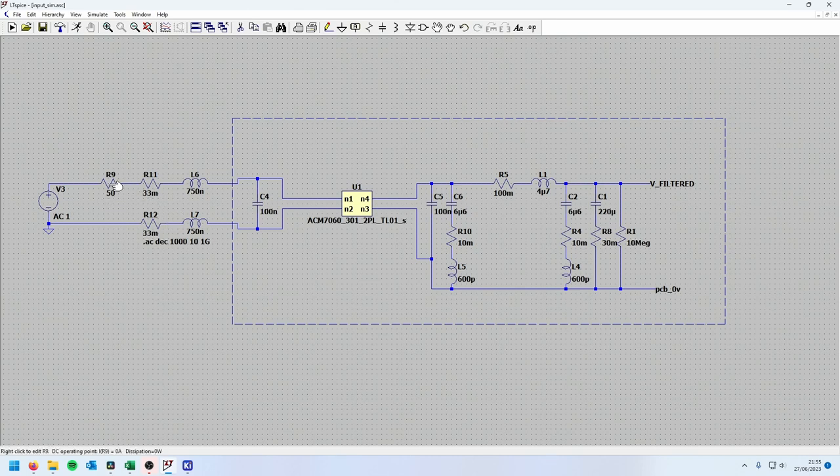But I'm then going to argue that if what I measure matches the simulation with this 50 ohm, then the performance I'm going to get when this is a power supply and has much lower output resistance is going to match the simulation well. And that's about as good as I can do.